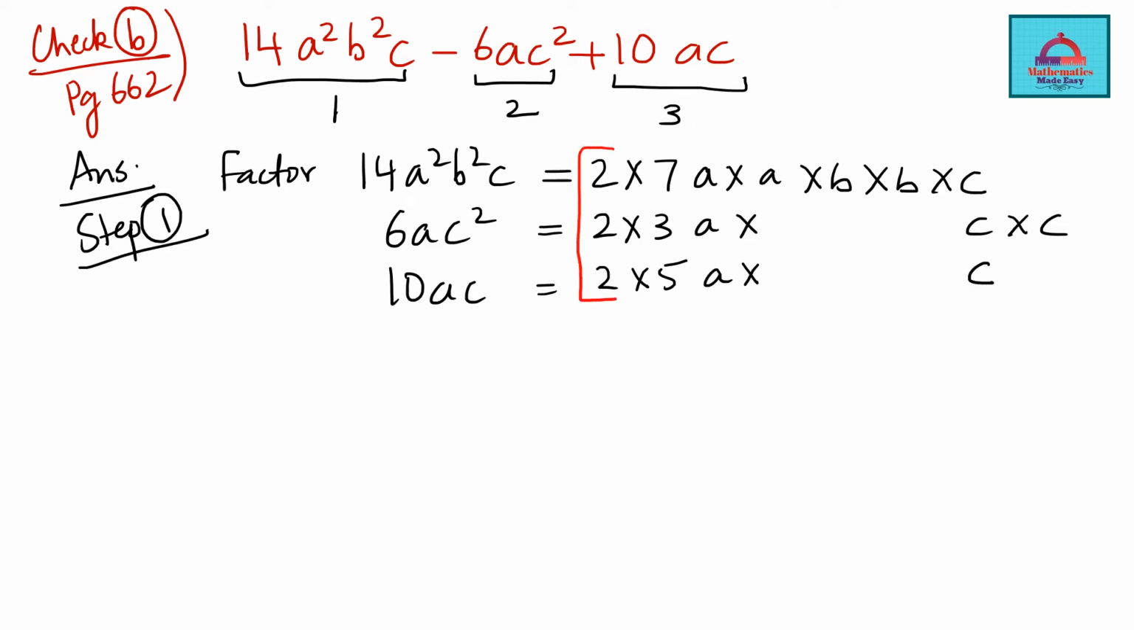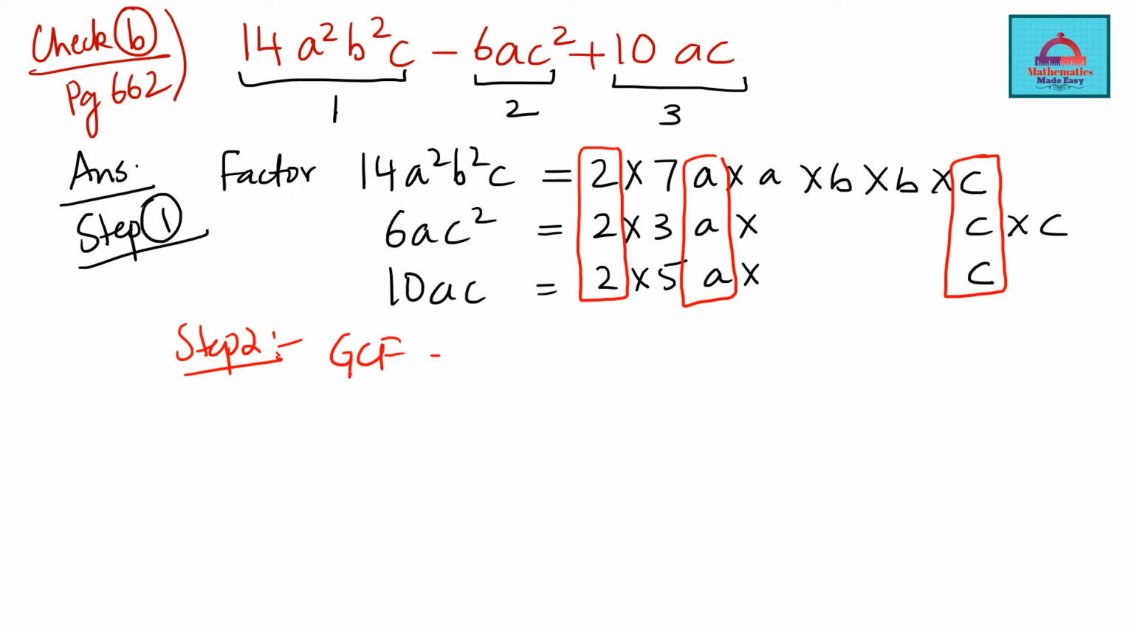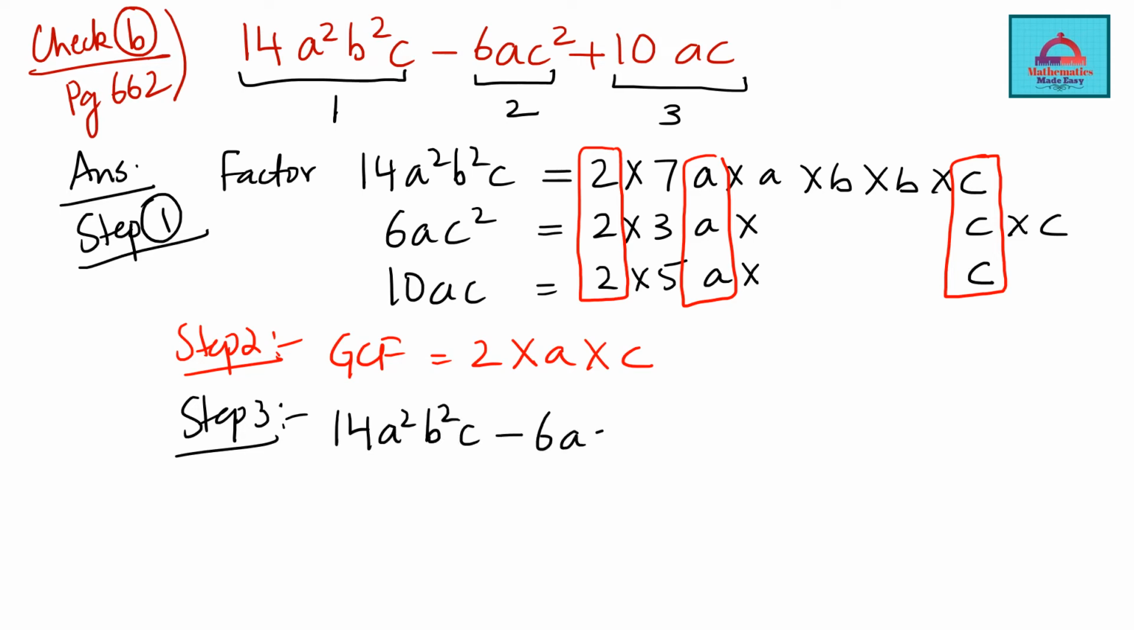The GCF is 2 here in the number, a in the variable and c also in the variable, which is the common. So step 2 would be to get the GCF, which is 2 multiplied with a multiplied with c. Step 3 would be to write the question itself. 14 a square b square c minus 6 ac square plus 10 ac is equal to, now first we write the GCF, 2ac, then inside what is left?